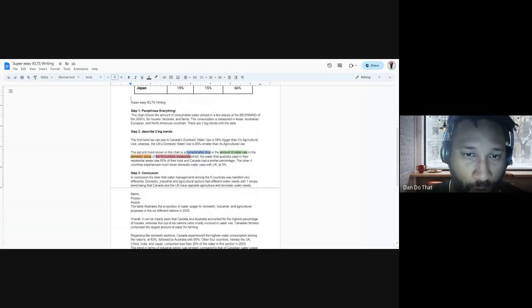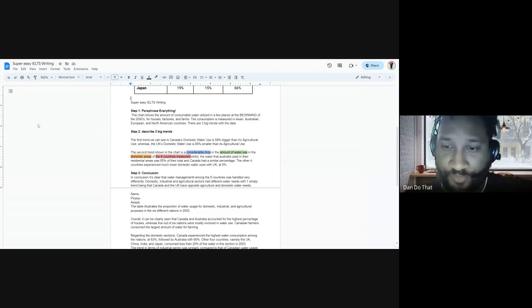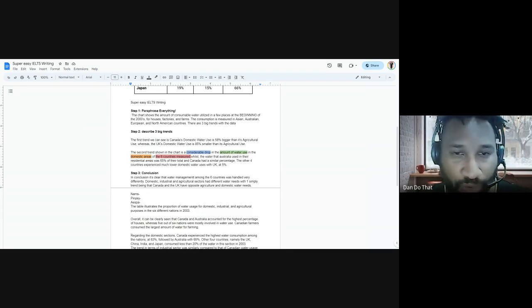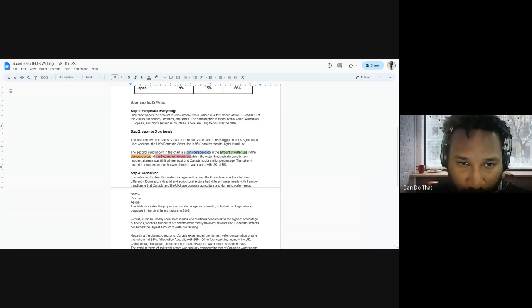So when you're writing IELTS task one, there are three easy steps. The first step is called paraphrase everything. The second step is find the three big trends. And the third step is conclusion. Now, actually, step two has two steps: find the trends and then compare the two and use the third trend as your conclusion, but that doesn't matter. Three steps. All right.